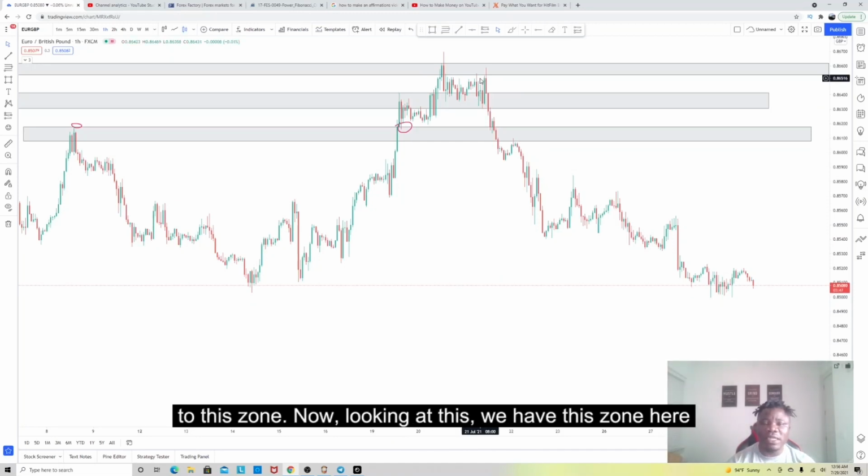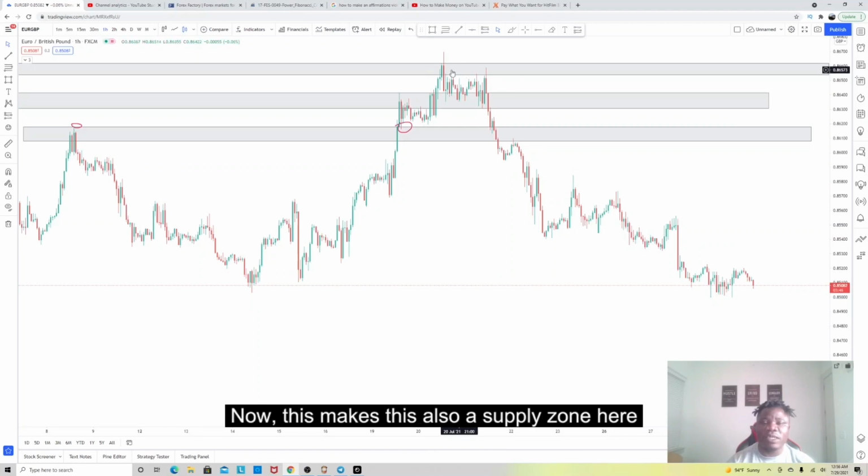Now looking at this, we have this zone here. Now this makes this also a supply zone here.